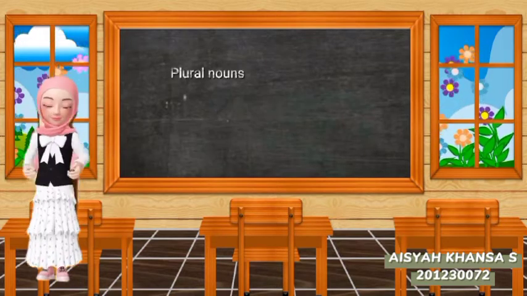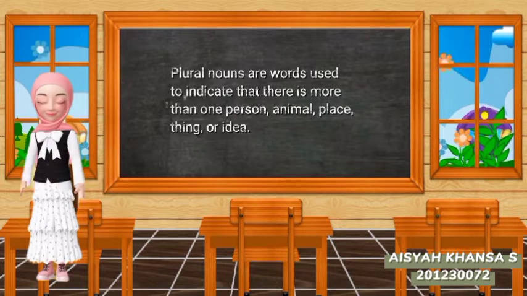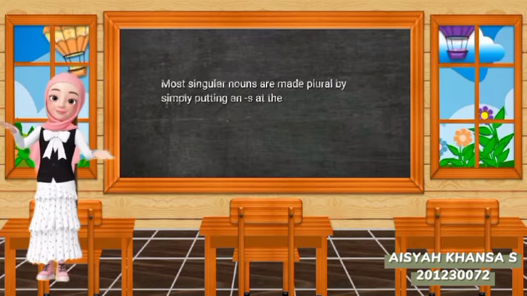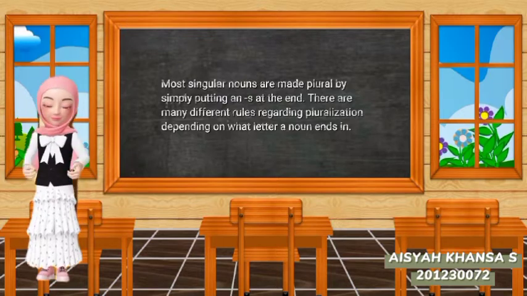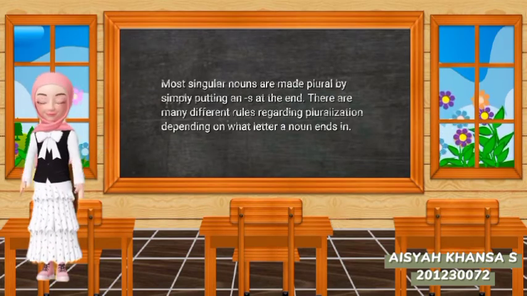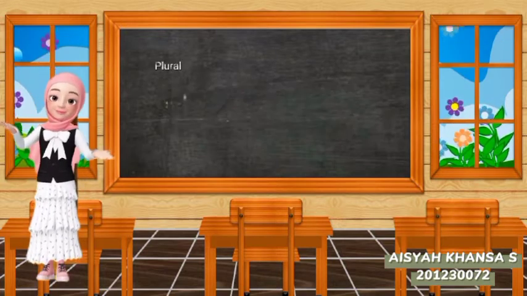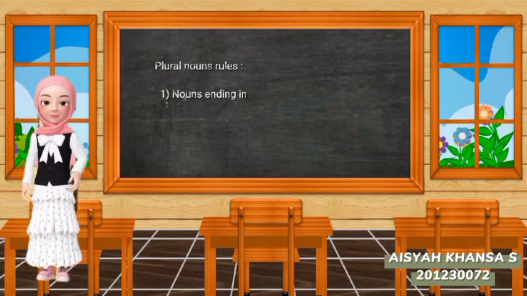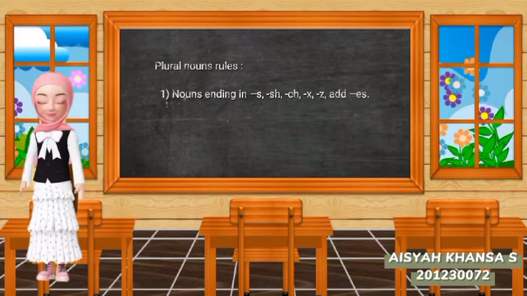Plural nouns. Plural nouns are words used to indicate that there is more than one person, animal, place, thing, or idea. Most singular nouns are made plural by simply putting an s at the end. There are many different rules regarding pluralization depending on what letter a noun ends in. Plural noun rules. First, nouns ending in s, sh, ch, x, z add es.